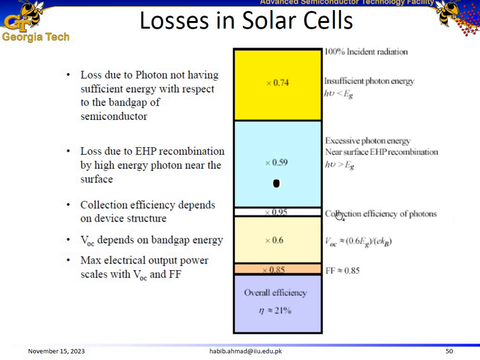Similarly, for collection efficiency of the solar cells, if we have too large a distance between the created electron-hole pairs and the contacts, these generated carriers might be recombined at some point. And then there are losses because of fill factor, because of series and shunt resistances. So there are many different reasons for losses in solar cells.